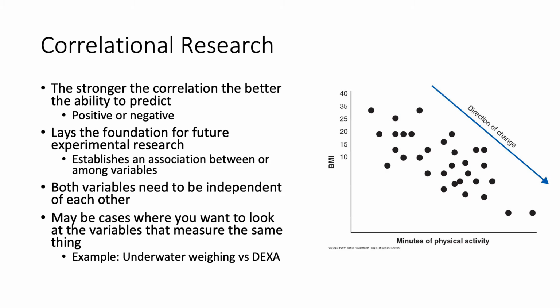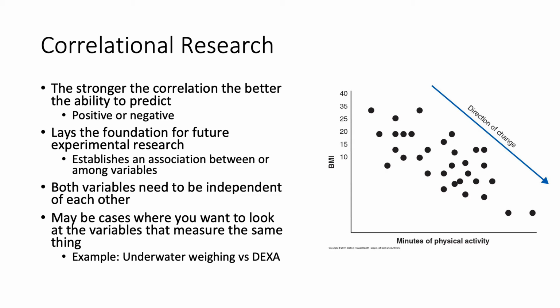When it comes to correlational research, the stronger the correlation between the two variables, the better the ability to predict the value of one variable when the other is known. And this can be for positive or negative relationships. We'll go into a bit more on correlational relationships through statistical analysis later in the semester.